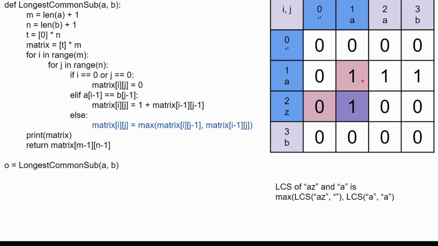Then now you look at AZ and A. You have to go to this line again, since A and Z are not the same. So you look at this line, where you have AZ and empty string, which we've already computed is 0. And now you have AA, which we've already computed is 1. So the max of 0 and 1 is 1.